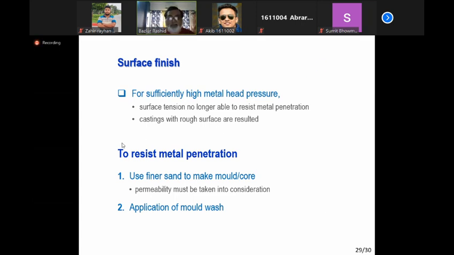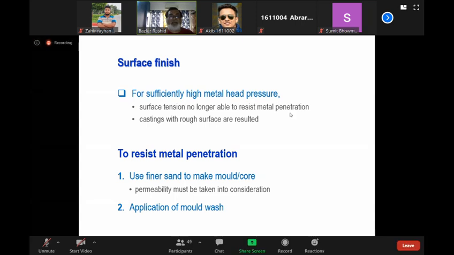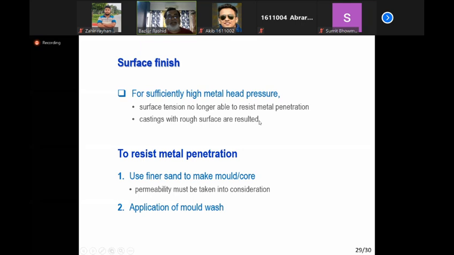Not only can it enter the mold cavity, it can enter the space between the sands, the spacing of the sands. As a result, the surface finish will be very bad. So for sufficiently high metal head pressure, surface tension is no longer able to resist metal penetration, and a casting with a rough surface will result. So this is not wanted at all. We try to do something so that this kind of thing never happens.